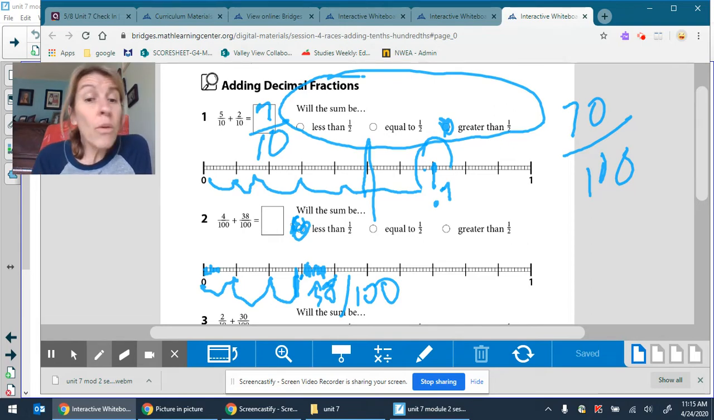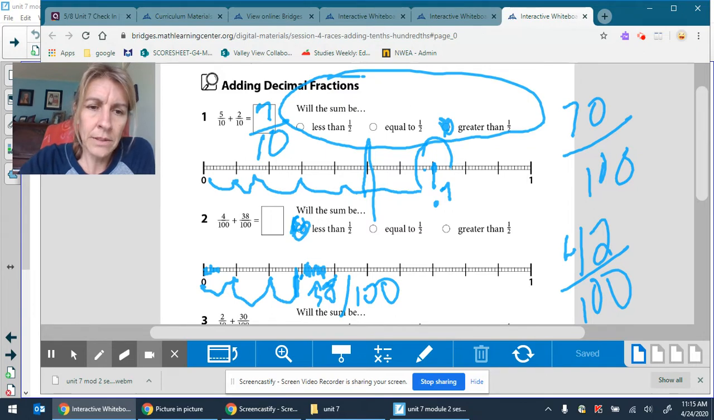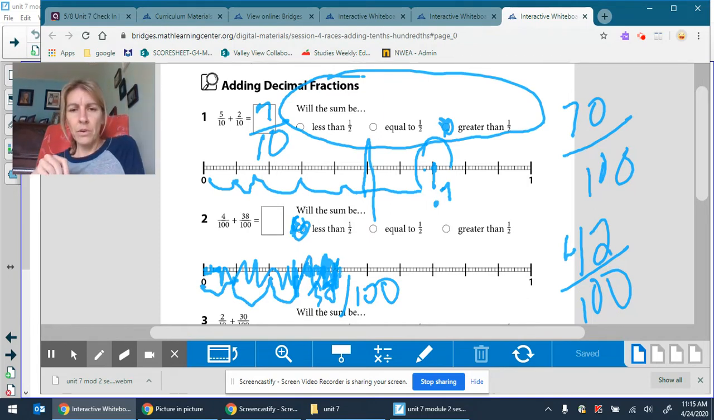Excellent. And then, okay, so what is the sum when you add those two? What is 38 hundredths plus 4 hundredths? It's really just adding 38 plus 4 because they're both out of 100. 38 plus 4 is 42. So 42 hundredths, which you guys, if we were looking at it, here's 40 right here, and then 2 more, it would fall right there. 42 hundredths, less than half.